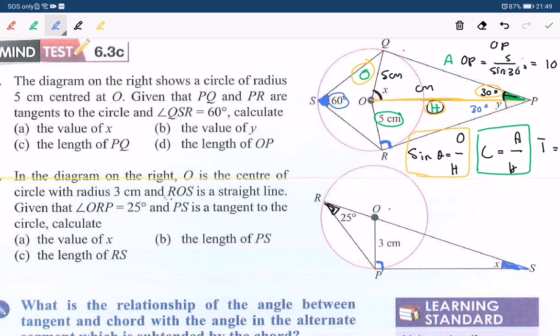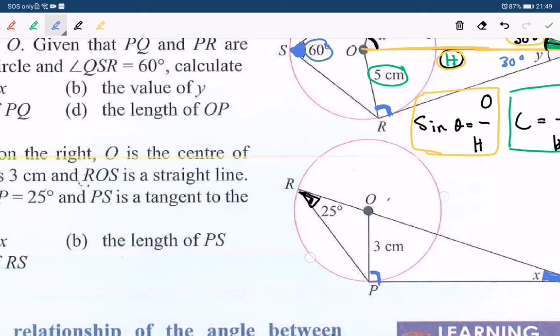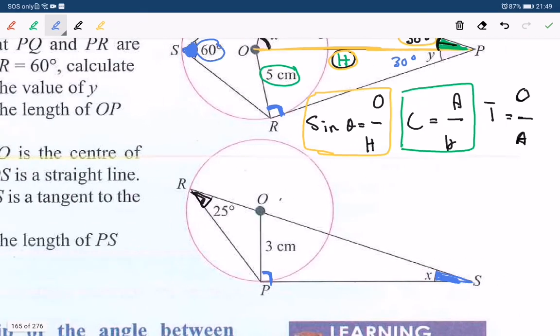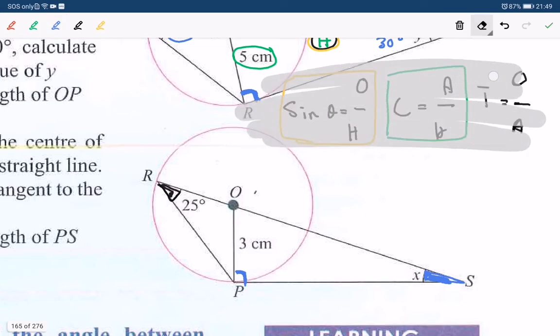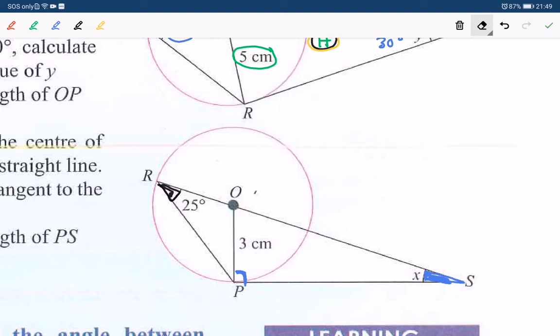First, let's plan a strategy. Let's look at this one. I think I need to erase all the things up here, it's disturbing. We want to find x. So what is the plan? We need to come up with a plan. How to find x? Look at this big triangle.